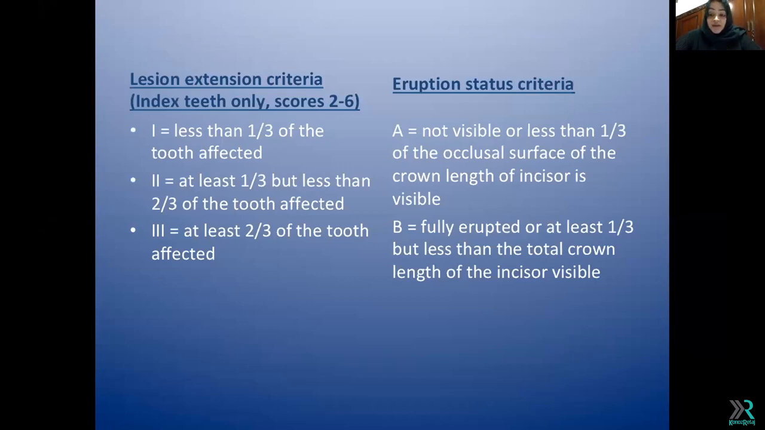In the cases where MIH is diagnosed, we have to further list the lesion extent. Is it less than 1/3 of the tooth, 1/3 to less than 2/3, or 2/3 and more? And we have to list the eruption status. If less than 1/3 of the tooth is erupted, we just categorize it as A, no need for scoring. If 1/3 of the tooth is erupted, we list it as B.